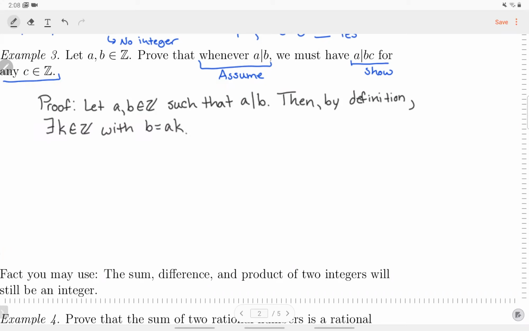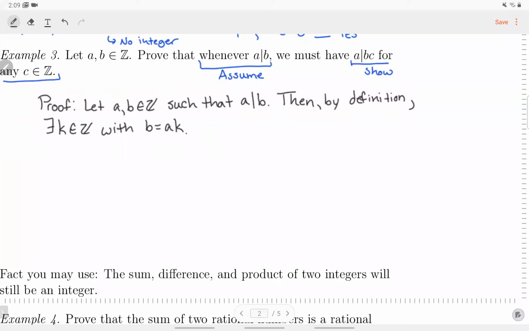Now, a few comments. It's very important here that I stated what type of number k is. Whenever you're bringing in a new number, you have to declare what it is. This k is very, very specific to whatever a and b are. As a and b change, it'll change, but it is an integer, okay?